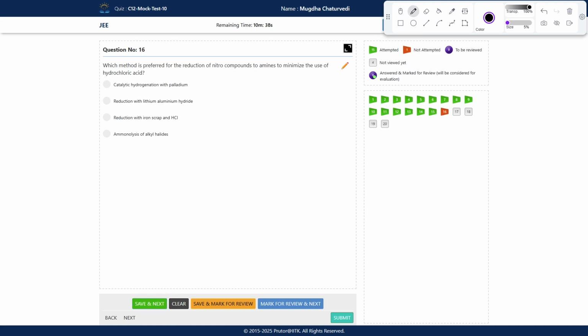Next question, it is saying which is the preferred method for the reduction of nitro compounds to amines to minimize the use of hydrochloric acid. Now this method is also an industrial preference. Okay, so if I talk about reduction of nitro compounds to amines, what we are going to use? We are going to use iron scrap and HCl. Okay, so if you'll see, we are going to do it with iron scrap and HCl.